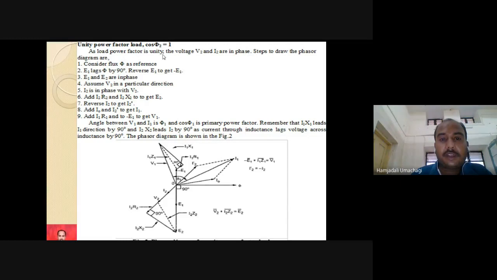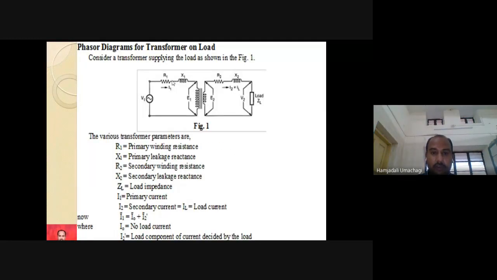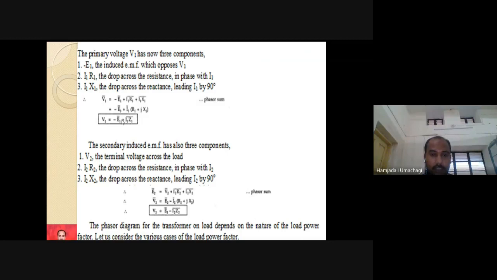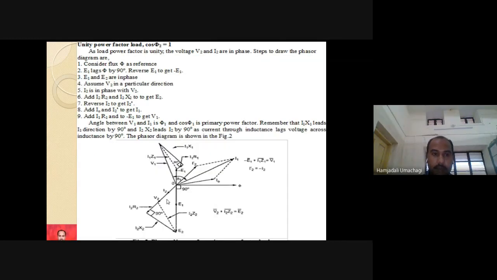As load power factor is unity, the voltage V2 and I2 are in phase. Steps to draw the phasor diagram are given. In the exam, when they ask this question, don't write all these steps. First draw the circuit diagram, and then write straight away this equation and this equation. In case 1, phasor diagram for resistive load, you can directly draw this diagram. These steps are just for your understanding purpose.